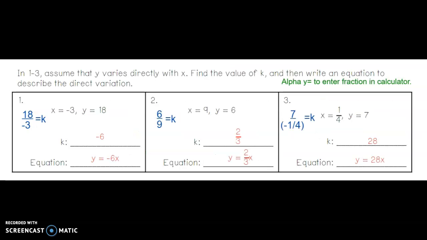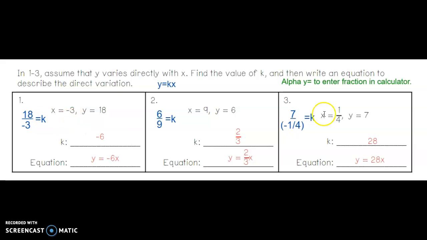So our directions say that in 1 through 3, assume that y varies directly with x. Find the value of k and then write an equation to describe the direct variation. Anytime you are writing an equation for direct variation, it is going to be written in the form of y equals kx. So let's go ahead and take a look at question 1.